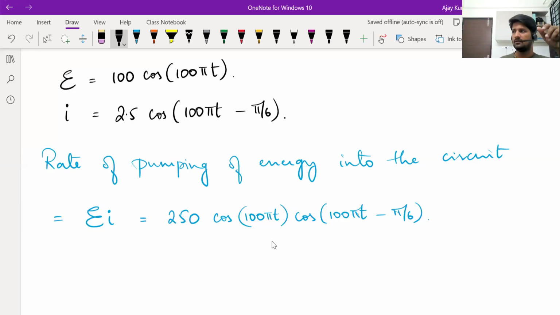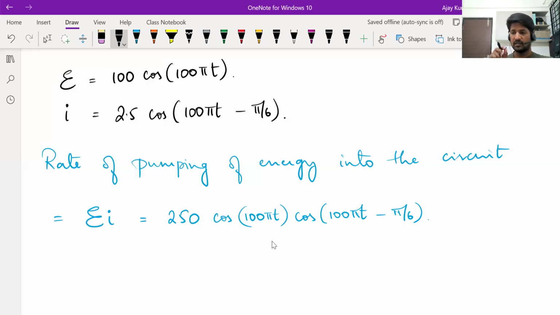Tell me, will all the energy pumped into the circuit get dissipated? No, sir. Because the capacitor and inductor can store some of the energy, right? So the rate of pumping of energy need not be equal to the rate of dissipation at a particular instant. Let's say at a particular instant, energy is being sent at a rate of 10 joules per second. Suppose the capacitor is storing 2 joules per second and the inductor is storing 4 joules per second, 2 plus 4 is 6. The remaining 4 will be dissipated by the resistor.